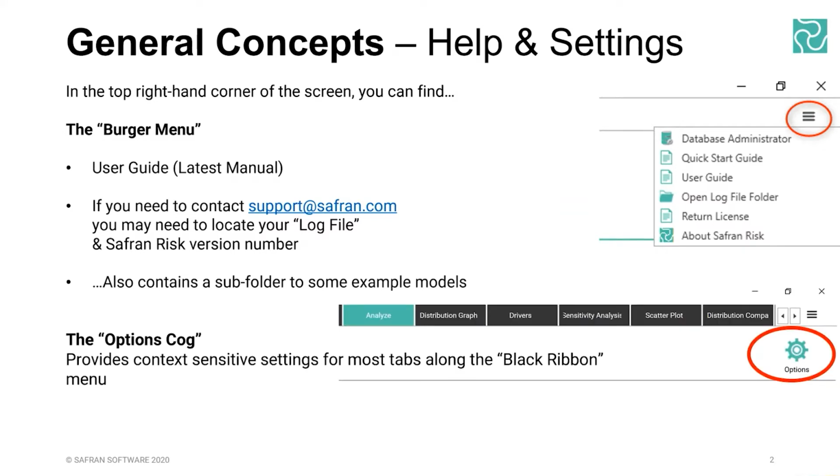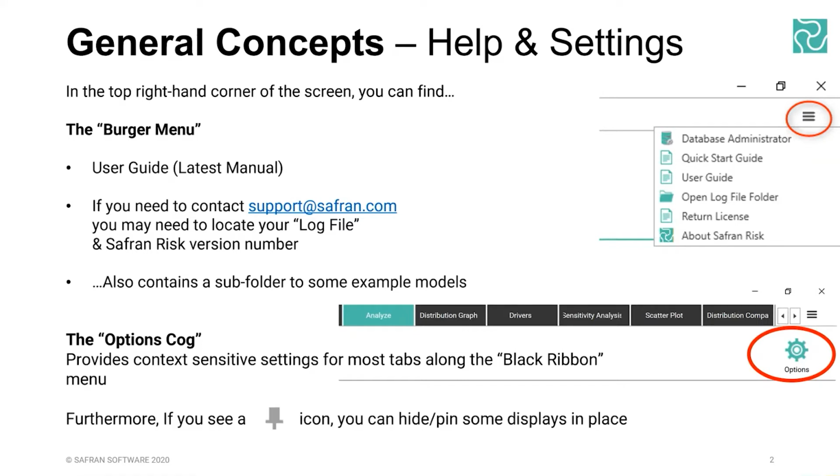Another thing is when you go through our various tabs, you'll see this options cog. Again, I've put a red ring around that, and that will be context sensitive options for whichever tab you are on. So if you're in a schedule tab, it will be different to if you're in a risk register tab, etc. But that black ribbon you'll see in a moment is situated along the top of the screen, and it's permanently there. So that's the main part of the user interface.